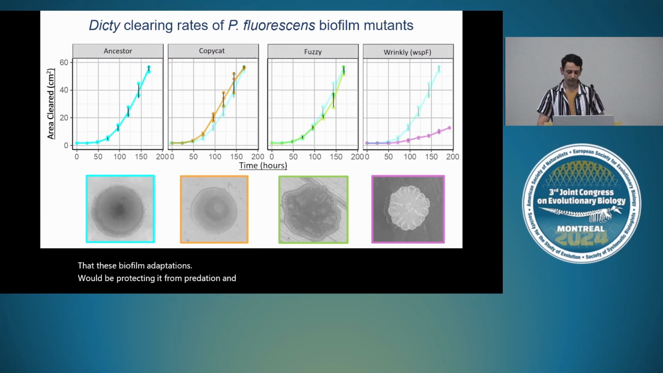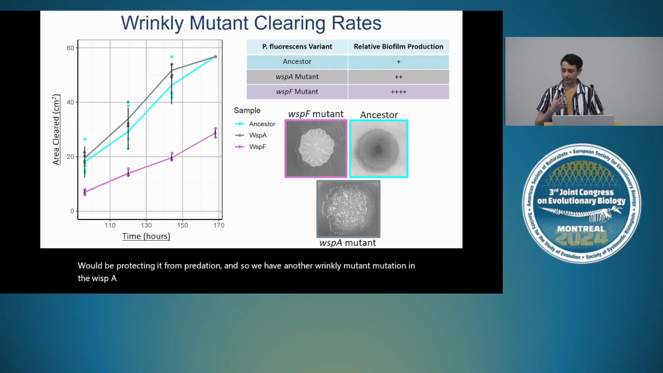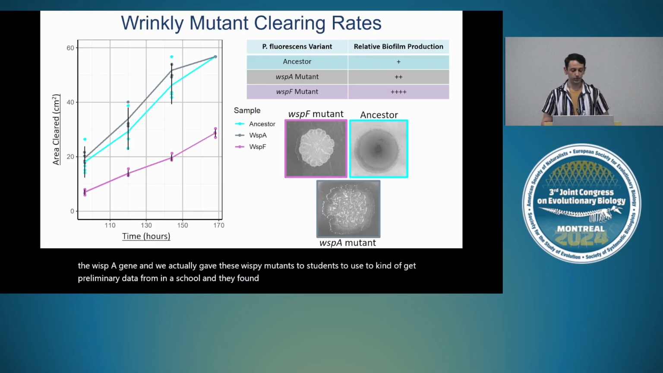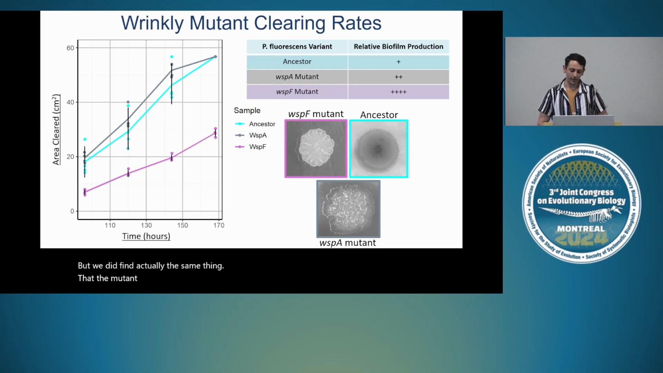And so we have another wrinkly mutant mutation in the WISP-A gene. And we actually gave these WISP-A mutants to students to use to kind of get preliminary data from in a school. And they found that the mutants were eaten at a similar rate or slightly faster than the ancestor. And of course, we had to repeat this in the lab because things are not sterile at all in public schools. But we did find actually the same thing, that the mutant was eaten about as fast, if not faster, than the ancestor, and certainly faster than the WISP-F mutant.